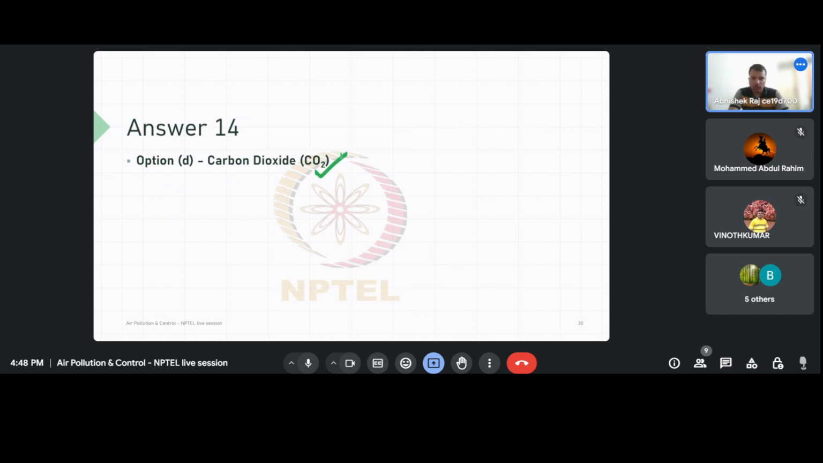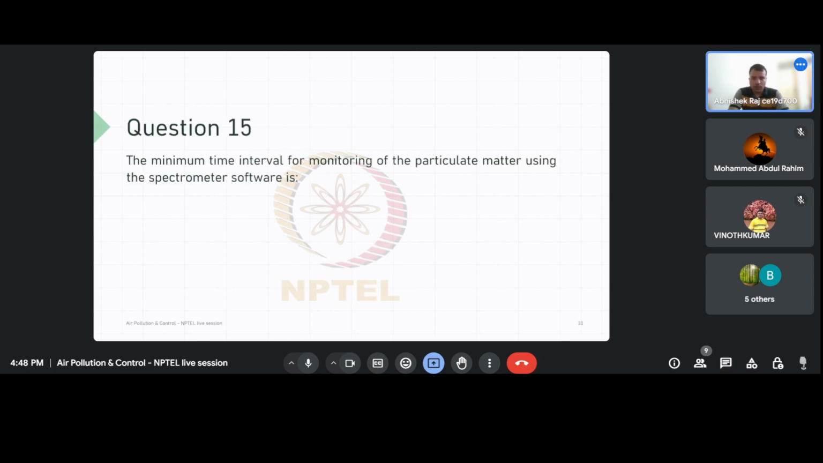Moving to the last question for today's session. The minimum time interval for monitoring particulate matter using spectrometer software is 45 seconds, 30 seconds, 12 seconds, or 6 seconds.